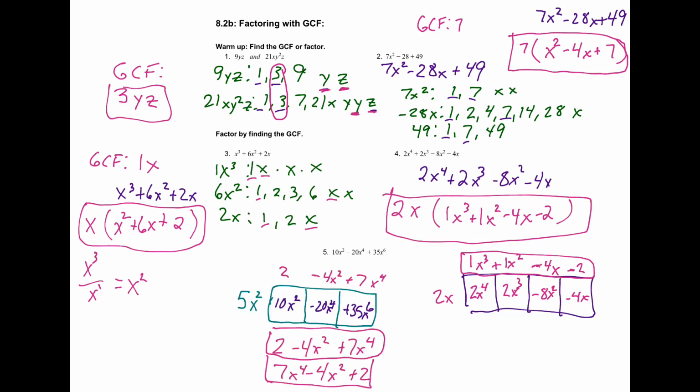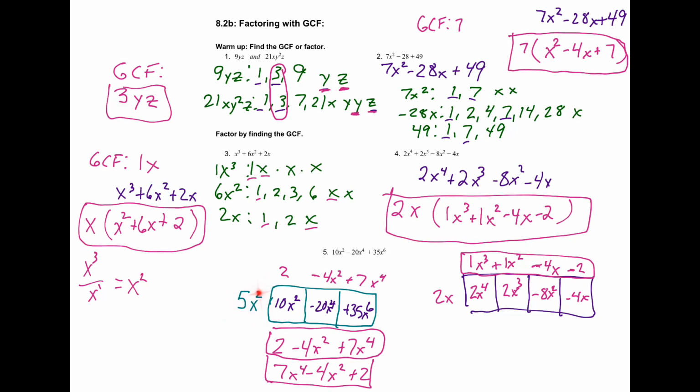All right, so you'll see I kind of did this one using the box as well. Whatever way works for you, great. So we have our 10x squared minus 20x to the fourth plus 35x to the sixth. We take out our greatest common factor, which is 5x squared, right? All three of these are divisible by 5. And x squared, x to the fourth, x to the sixth. So the smallest amount of x's we have are 2.